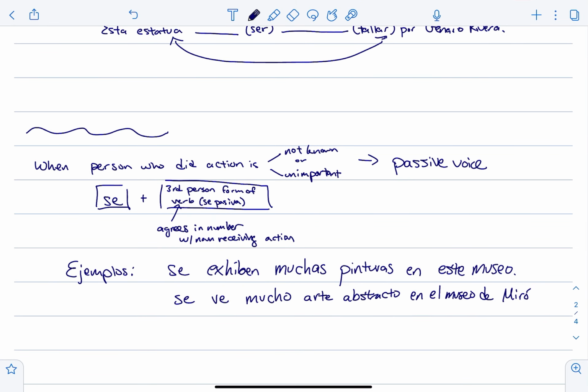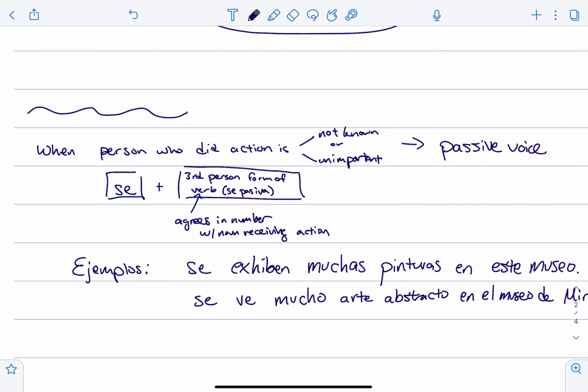When the person who did the action is either not known or unimportant, you use the passive voice. This is commonly expressed with the pronoun se and the third person form of the verb, which is called the se pasiva. And that verb agrees in number with the noun receiving the action. In other words, that's the way that you conjugate it.